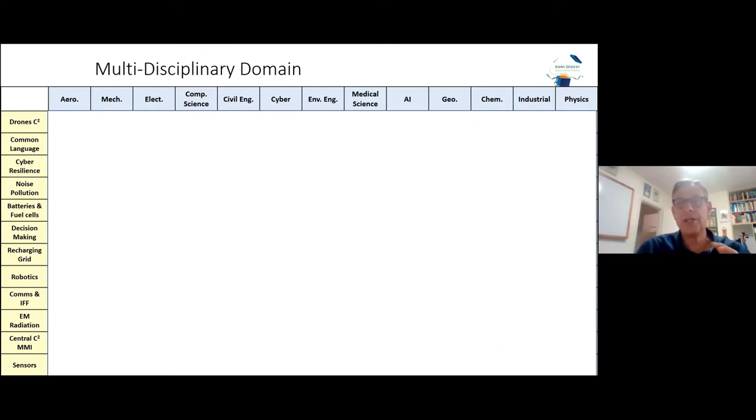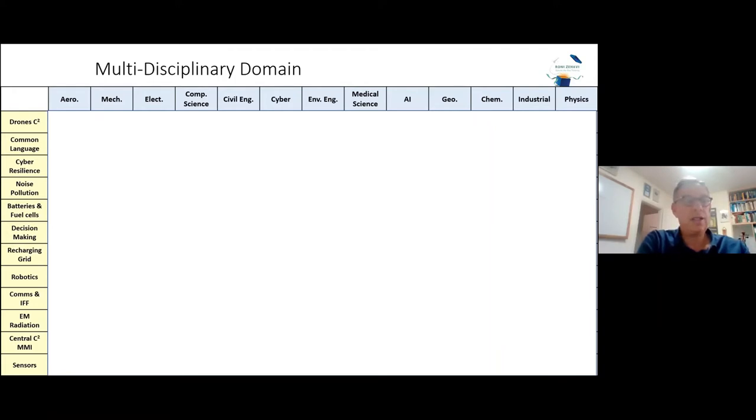Like today in aviation, if an airplane around the airport is experiencing an emergency, automatically there is a flight controller that will make room for this airplane to land safely. So who's going to make those decisions? How is the recharging grid going to work? Robotics, communication, and IFF, identification of friend and foe, who is who?